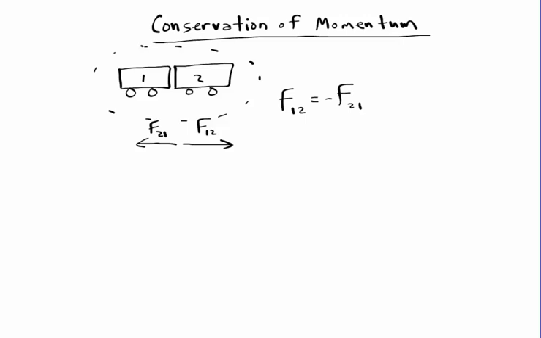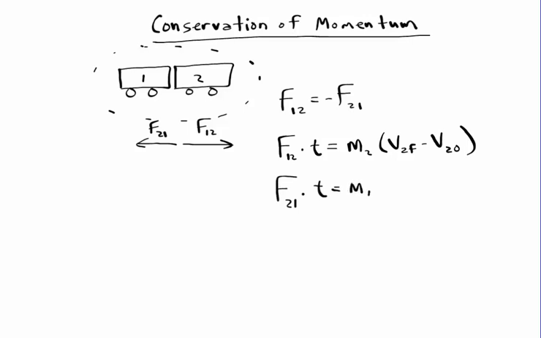Now, if we think about the impulse and momentum theorem, we know that the force times the time equals the change in momentum. So the force of 1 on 2, if I multiply it by the time, is going to be equal to mass 2 times the velocity of 2 final minus the velocity of 2 initial. And the force of 2 on 1 times time equals mass 1 times v1 final minus v1 initial.